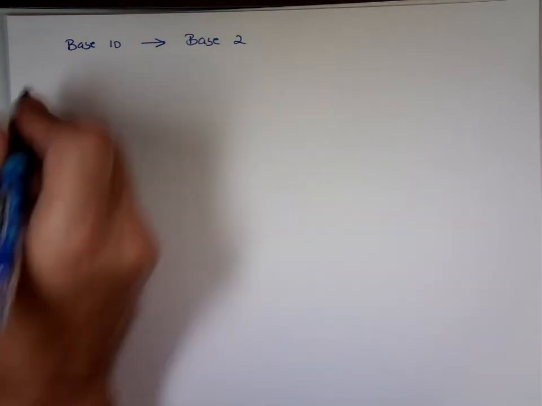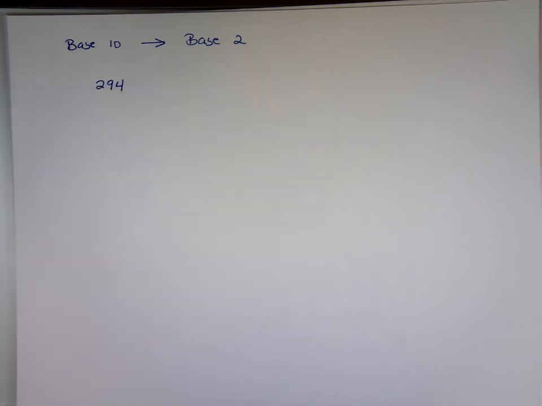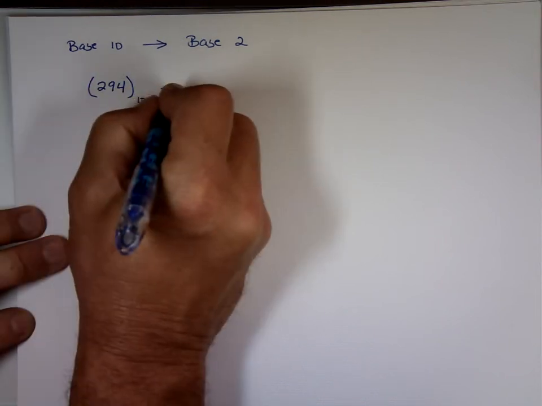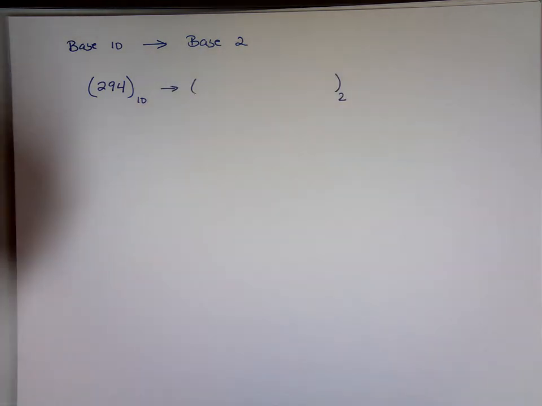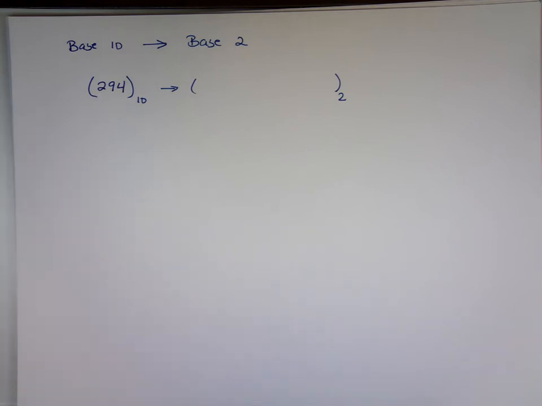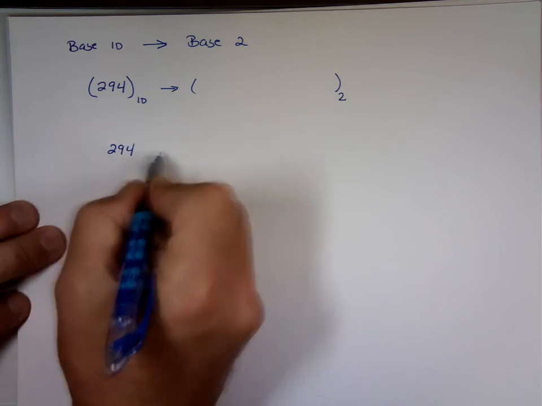Let's take a number like 294. That's base 10. Now I need to convert that to binary, base 2, because I'm going to feed that to the computer. When you and I type in 294, your machine will have to take that number, the 294, and change it to ones and zeros. So let's see what that number is. The way we do that, we take the 294 and we divide it by 2.